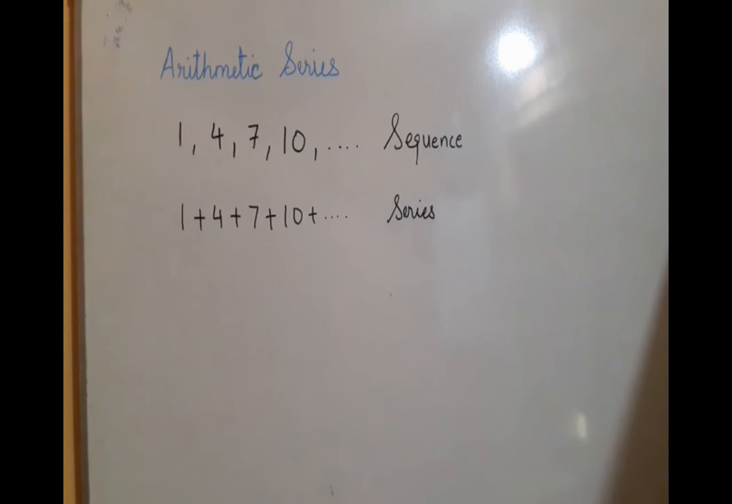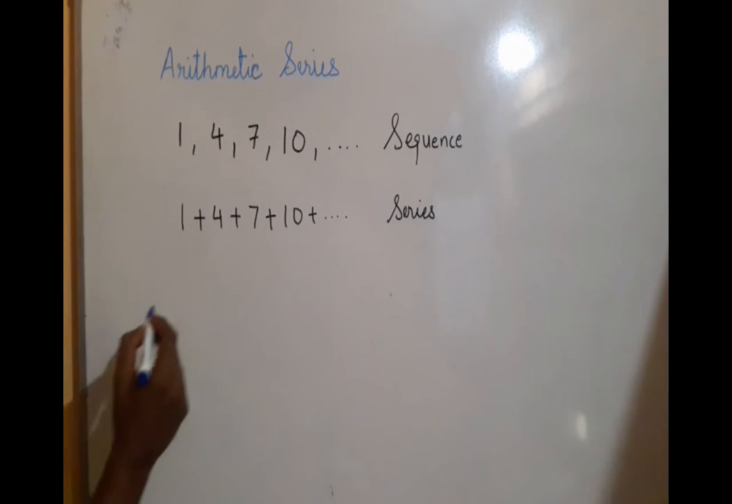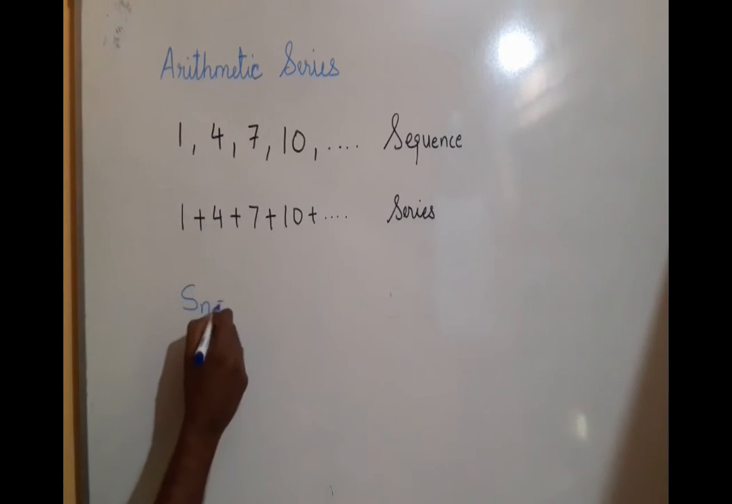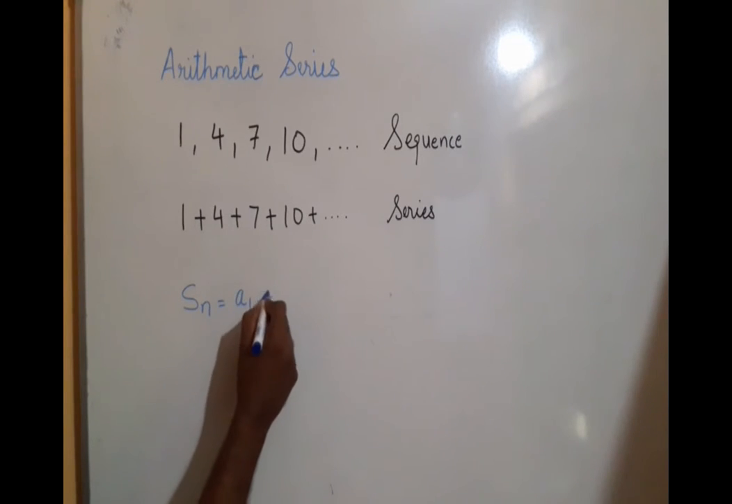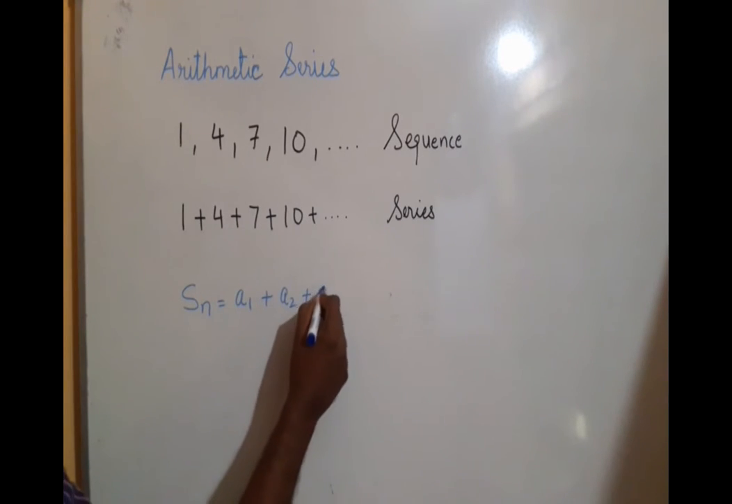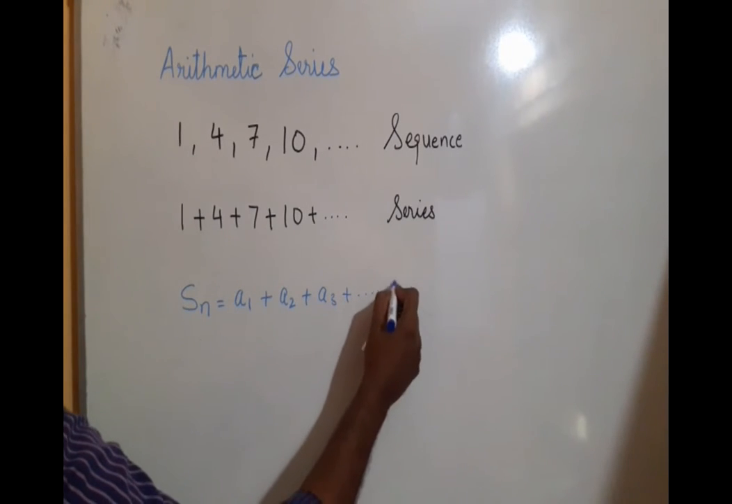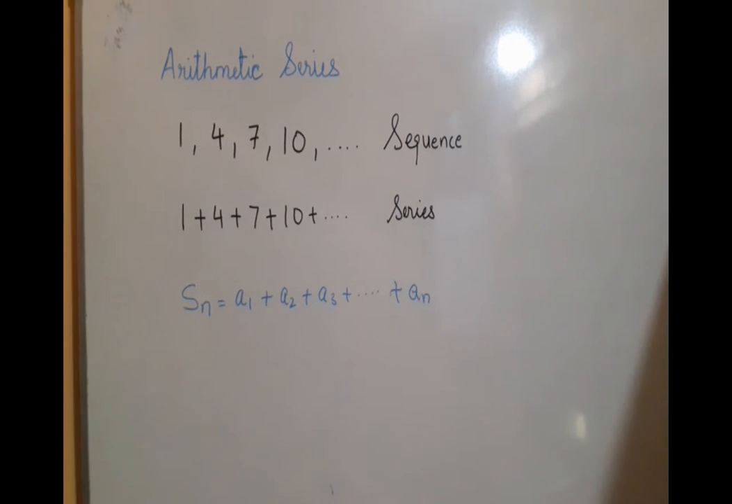So how do we write the formula of the series? The series will be written as Sn equal to term 1, or A1, plus A2 plus A3 up to An. Now we have learned two kinds of sequences, finite and infinite. But here we will only find the sum of a finite sequence. Right now we will not find the sum of an infinite sequence, we will find the sum of a finite sequence.